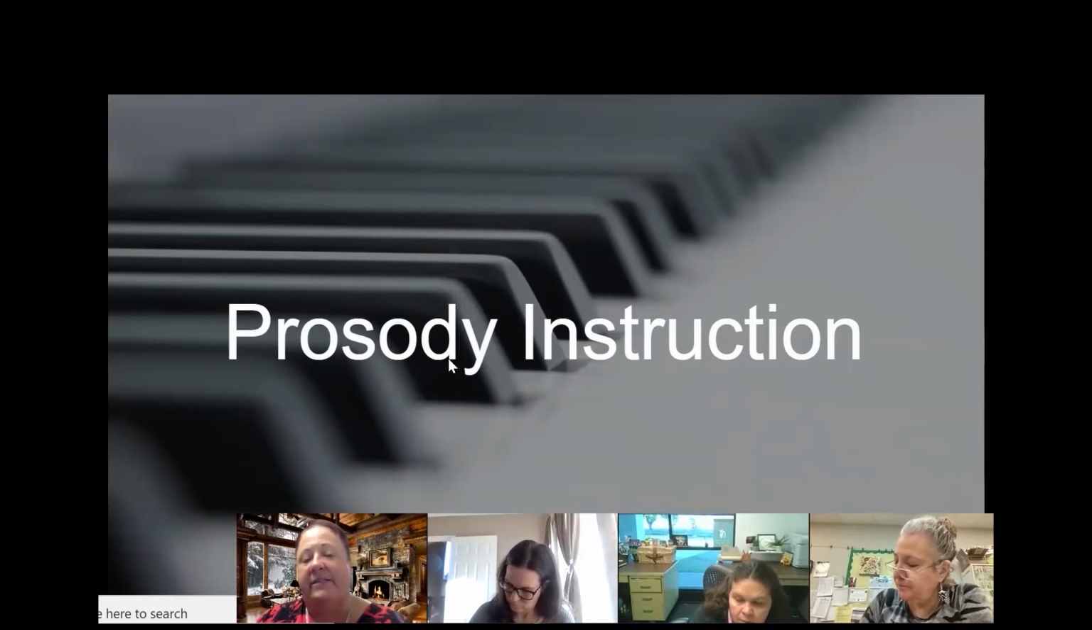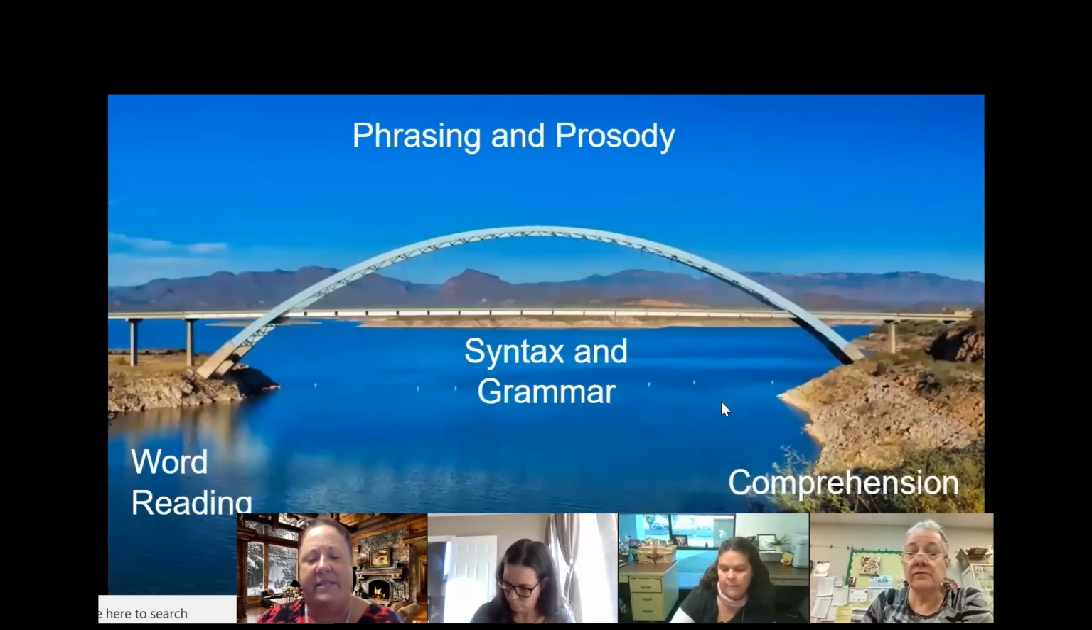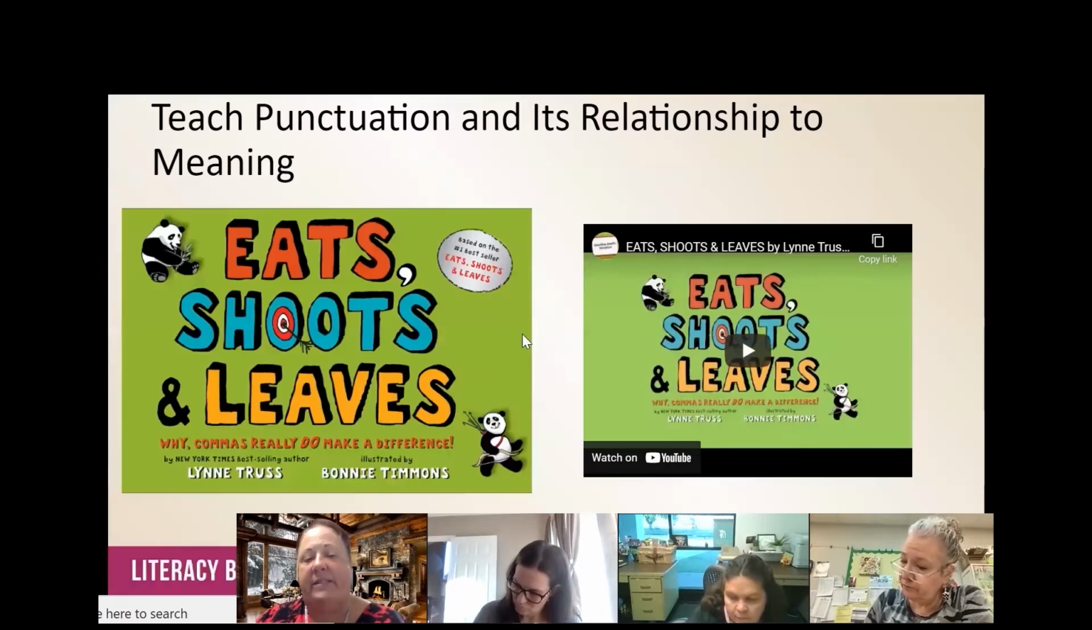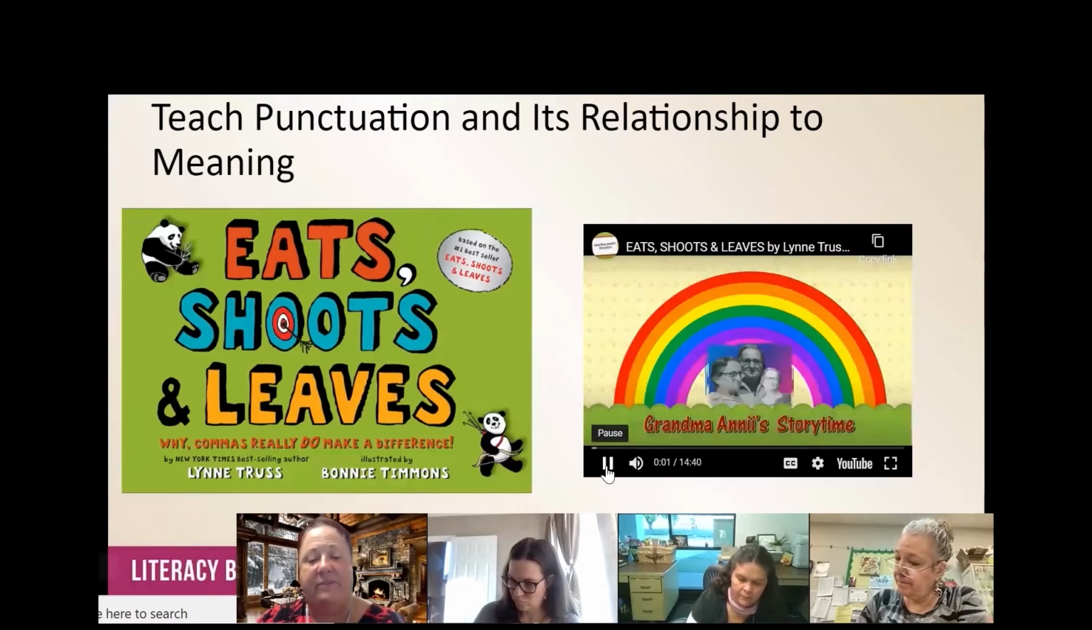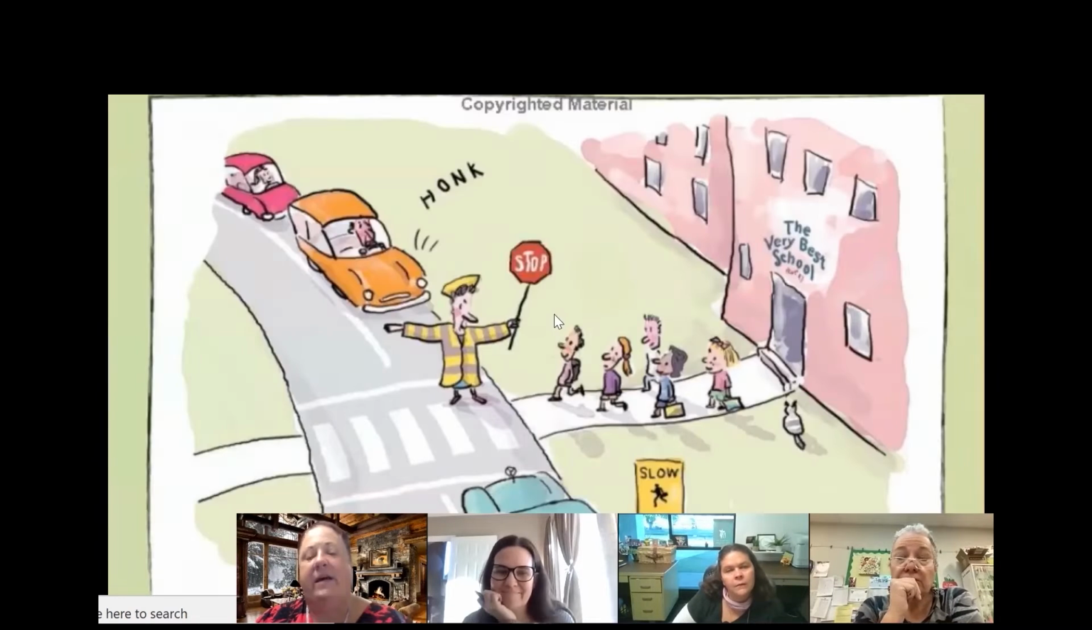The second is prosody instruction. And I don't know if any of you joined me on one of my previous sessions on reading fluency. Prosody is where we read with expression and meaning. It's about teaching kids that punctuation means something, and punctuation causes us to pause, but it also chunks the information syntactically. I'm sure you've seen Eats, Shoots & Leaves before, one of my favorite books, but teaching about the importance of commas. If we don't pause at the comma, it has a completely different meaning, or even use the comma.